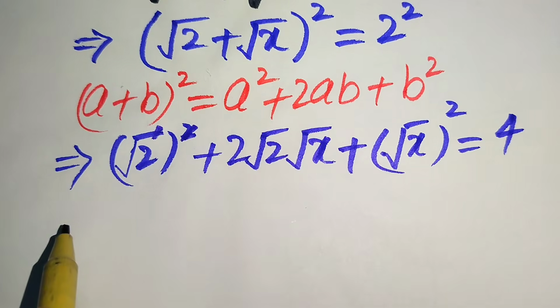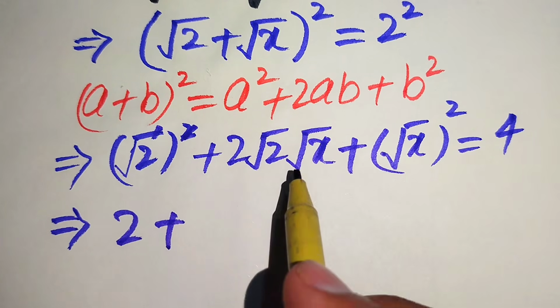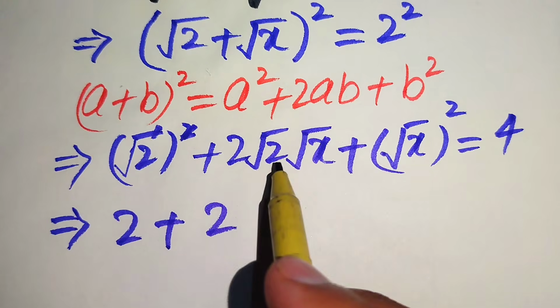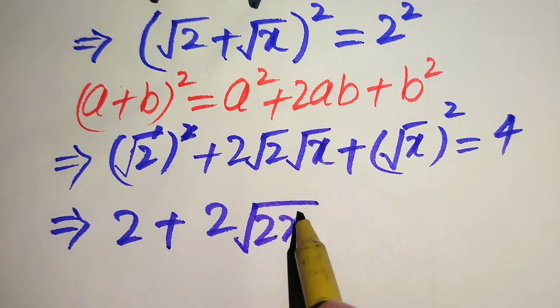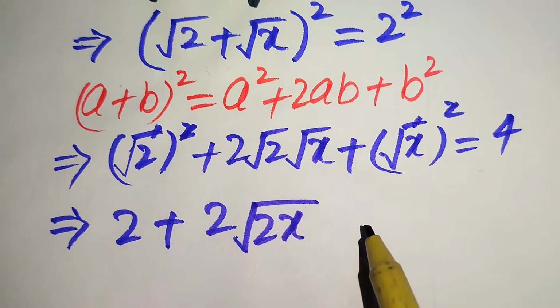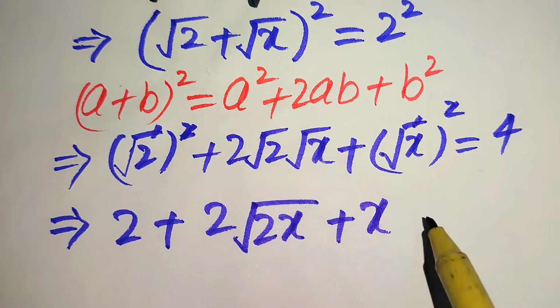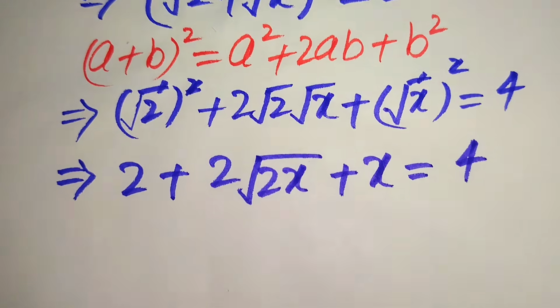Now this 2 and this square root are gone, and we get 2 plus 2 times, here we combine the square roots of both terms, and we write it as 2 times square root of 2x. So this 2 and this square root are also gone, and we get x only, and in the right hand side we have 4.